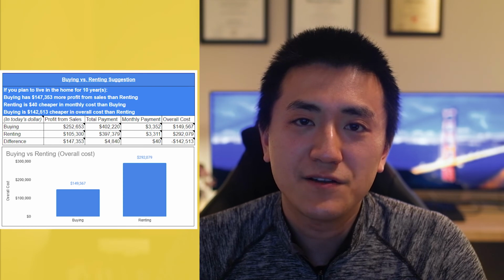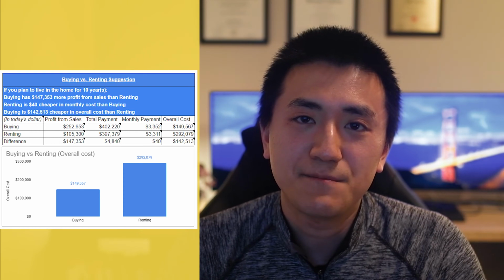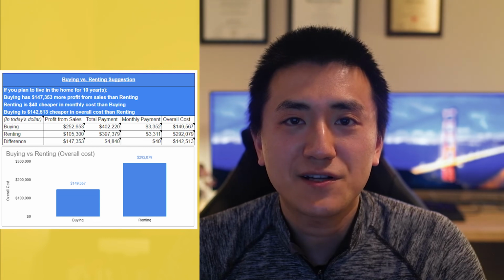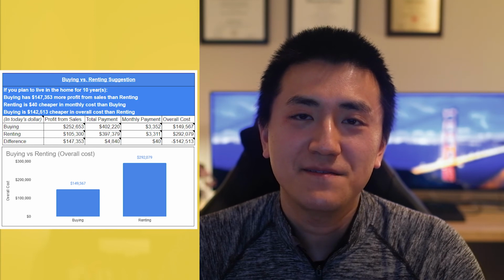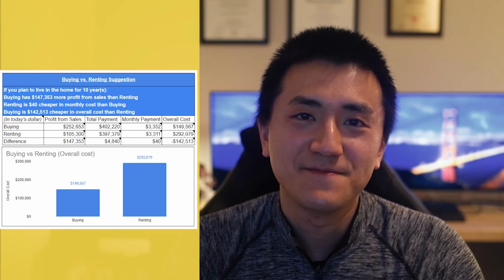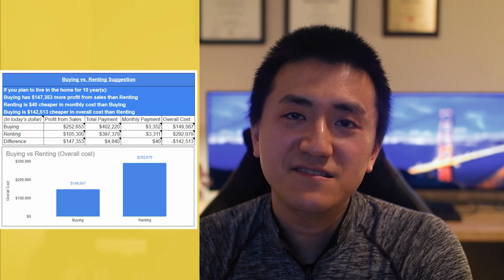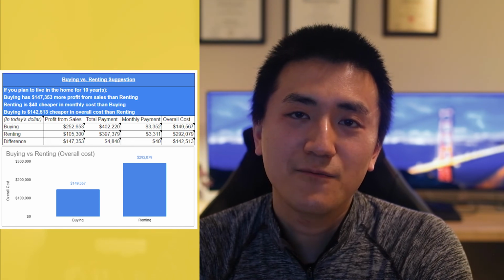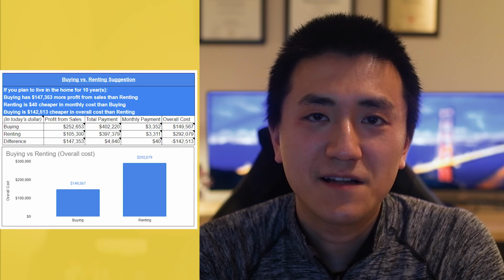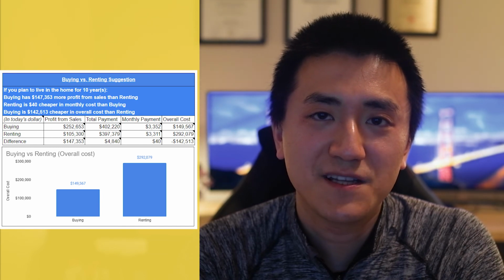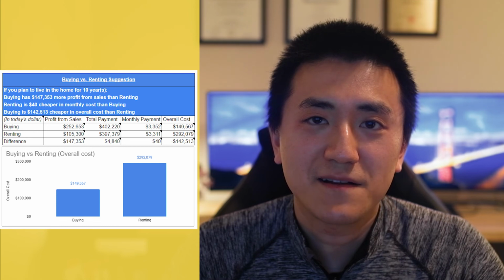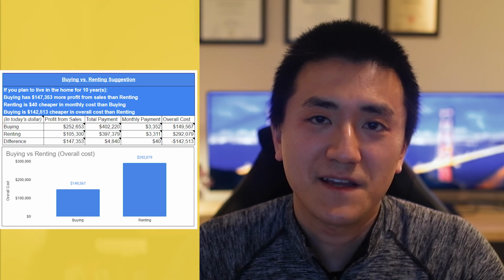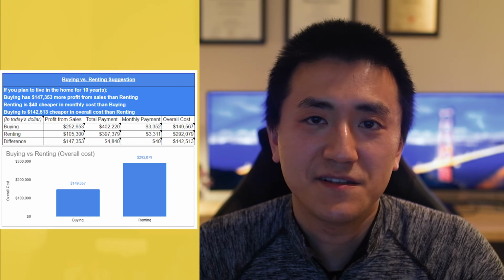Once you finish entering all the inputs, on the right side, you can see the buy versus rent result. There are 3 major components here. One is the profit from sales, one is the total payment, and the last one is the overall cost. The profit from sales under the buying scenario is the profit that you make when you sell the house. The profit from sales under the renting scenario is when we sell the investment, which we use the down payment to fund. The total payment is the sum of all the monthly payments that you make during the entire period of the analysis for both renting and buying scenarios.